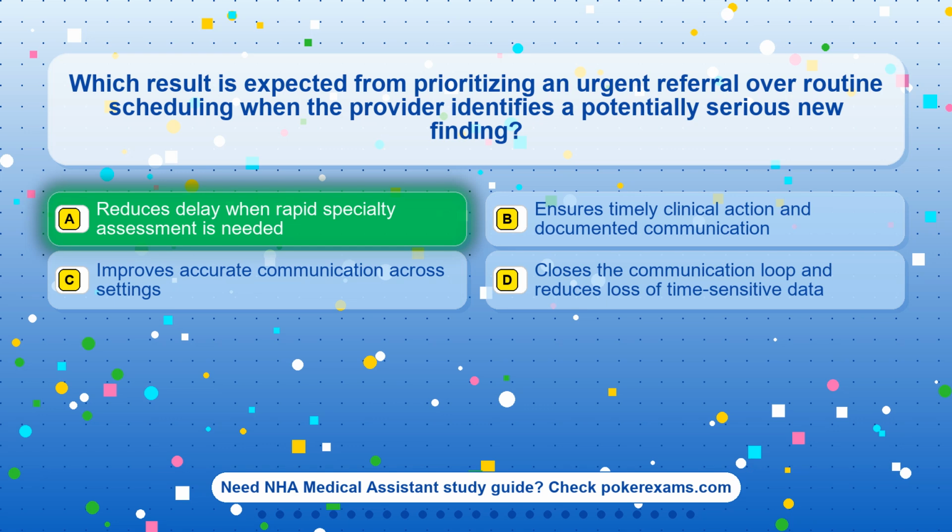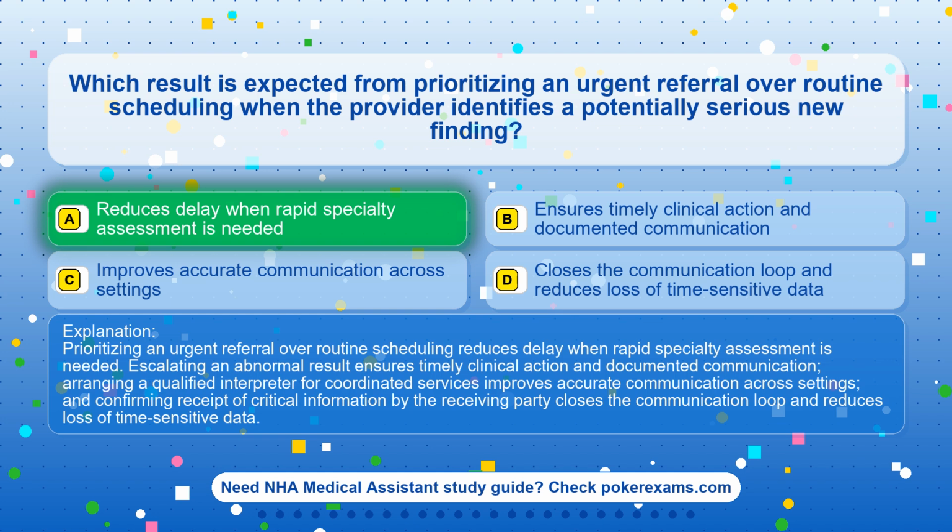The correct answer is option A, reduces delay when rapid specialty assessment is needed. Prioritizing an urgent referral over routine scheduling reduces delay when rapid specialty assessment is needed. Escalating an abnormal result ensures timely clinical action and documented communication. Arranging a qualified interpreter for coordinated services improves accurate communication across settings, and confirming receipt of critical information by the receiving party closes the communication loop and reduces loss of time-sensitive data.